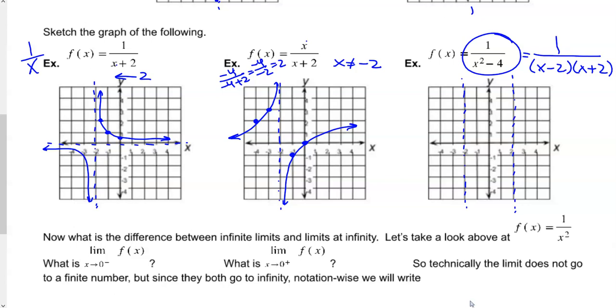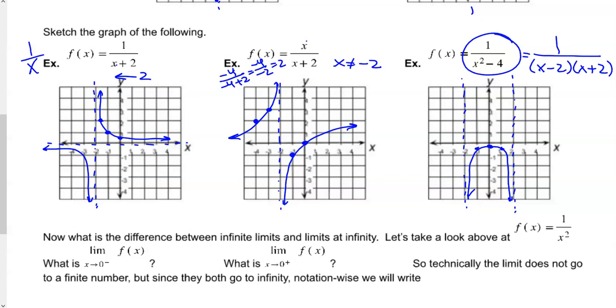Now here again, here's where you can plot some points. I would let x equal 0, put 0 in there, and you get a -4, so -1/4. About right there would be my y-intercept. If I put in 1, 1 minus 4 is a -3, so I get -1/3. So I get down here, it's very minute. You would have a matching one since we are symmetric. If you keep graphing and graphing, you get something that looks like that.